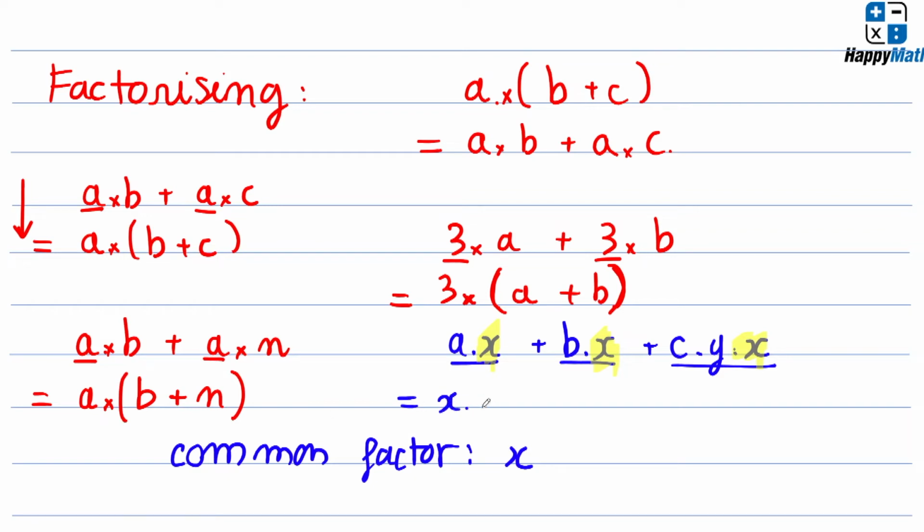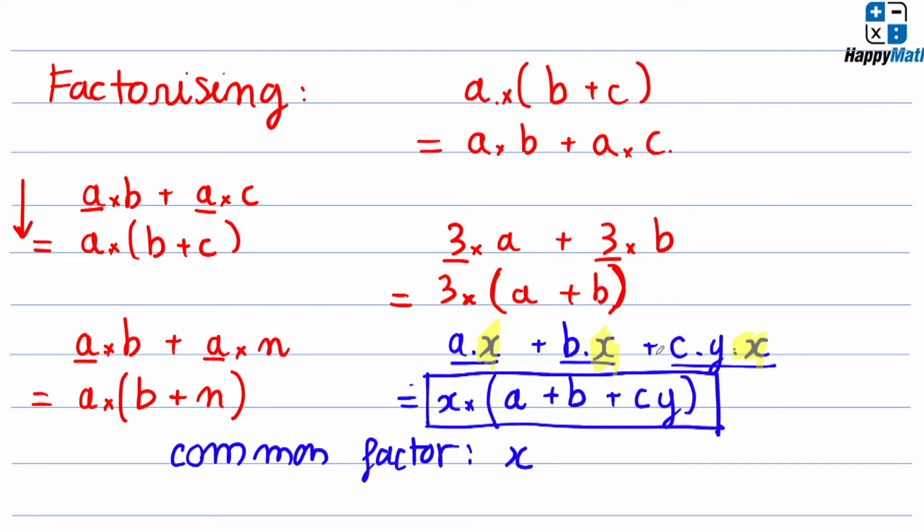I will take x outside the bracket, and inside the bracket, look at the first term, ax. Because we take x outside, I don't want to rewrite x anymore, I just write a. For bx, I take x outside the bracket, I don't rewrite x, plus b only. For cyx in the third term, I don't rewrite x anymore, I just write c and y. So this is the result when I factorize this expression. You can see that it's not too difficult, right?